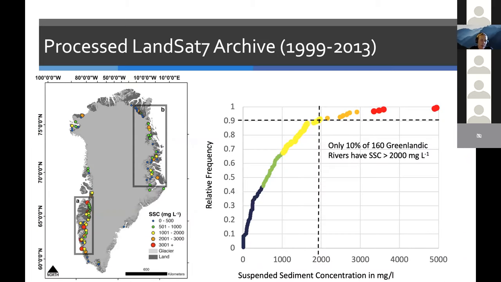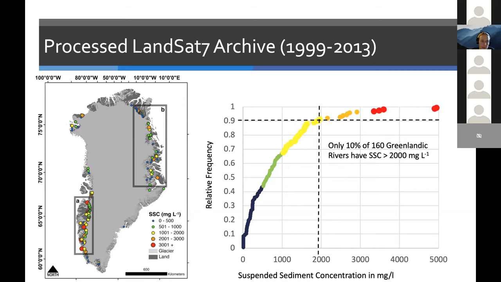So if you systematically go through the whole Landsat archive, you can map about 160 land terminating glaciers that have a river stretch over which you can apply this technique, and you generate something like this map over here, where the color of the dot is an indication of how turbid that river system is, as an average over 10 years in the melt season.